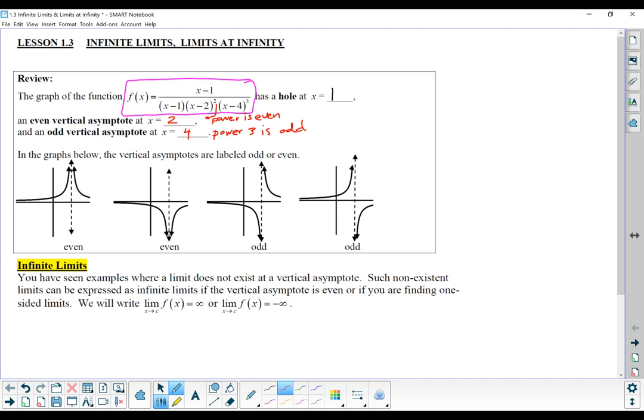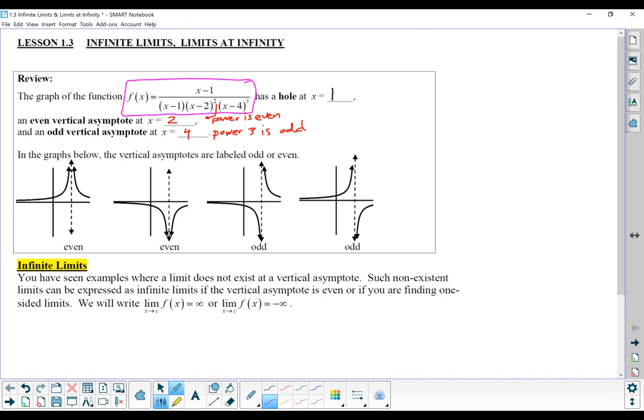If you look at these graphs below, what it means for an asymptote to be even or odd tells you whether or not the two sides agree. For an even vertical asymptote, the two sides will either both go to positive infinity or both go to negative infinity. For an odd vertical asymptote, the two sides will have opposing behavior, either going up on the right and down on the left, or vice versa.